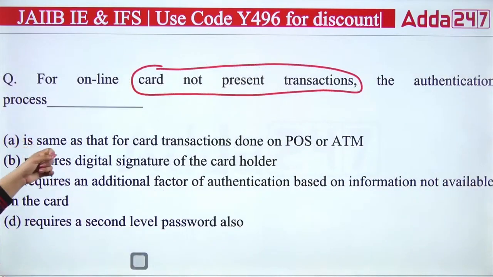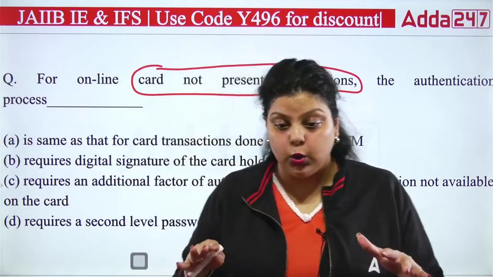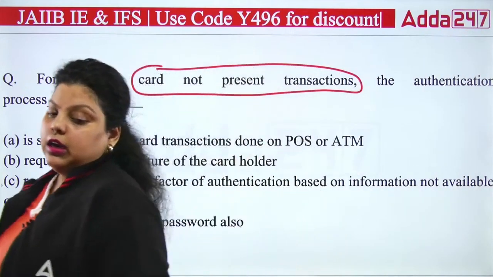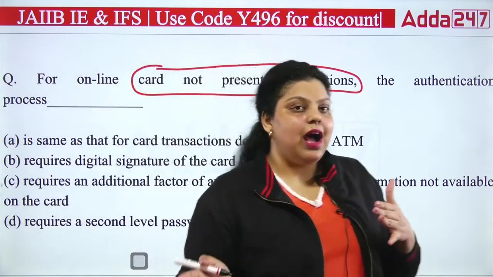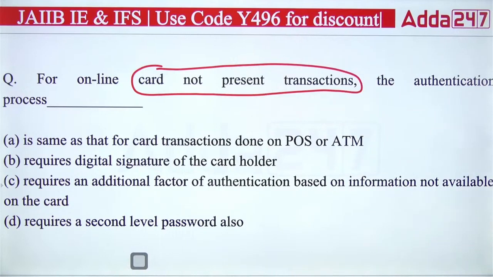First is saying it is same as that for card transaction done on POS or ATMs, requires digital signature of the card holder, requires an additional factor of authentication based on the information not available on the card, requires a second level password also. So if you are performing any transaction in which you are not present at the particular location and you do not have a card with you, but you are providing certain information on your card like the card holder name, your account number, the name on the card, the CVV. If you are giving all these details, what is the one more additional feature that will help you to control the crimes, the cyber crime or something, the authentication.